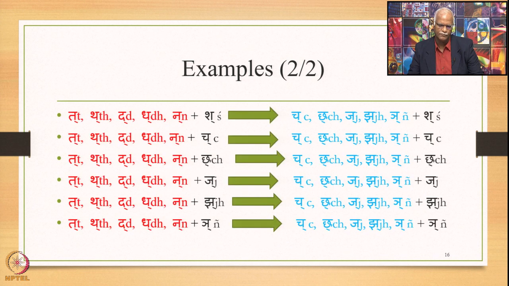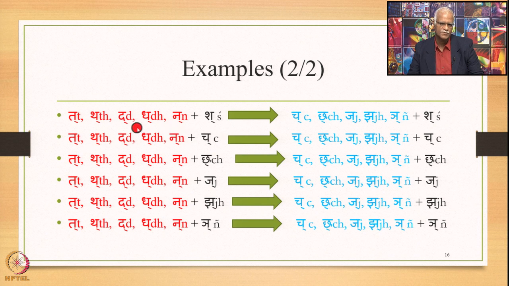And then we have this kind of template example, where we have all tathadadhana tu is followed by sha, and then 8440 applies, and then the output generated is cha cha ja ja ya plus sha.